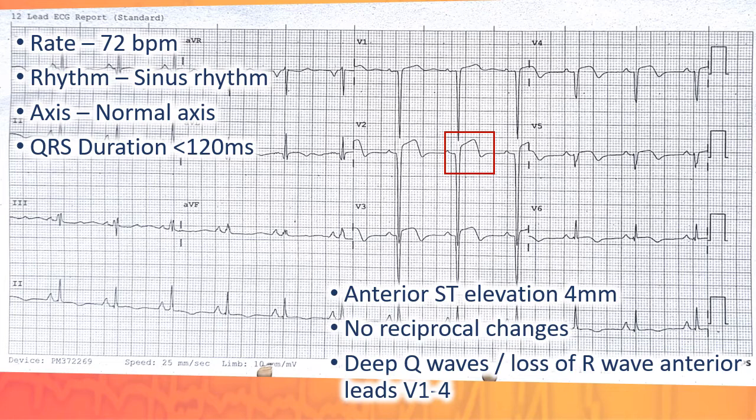But importantly, we don't have any reciprocal changes in the limb leads, and the first deflection of the QRS in V1 to V4 is negative. There's no R wave there, so these are Q waves, deep Q waves in the anterior leads. Technically speaking, there's a tiny little R wave here, therefore this can't be called a Q wave, but there's this almost complete loss of the R wave in V5 shows a lot of damage has happened even around as far as this territory.